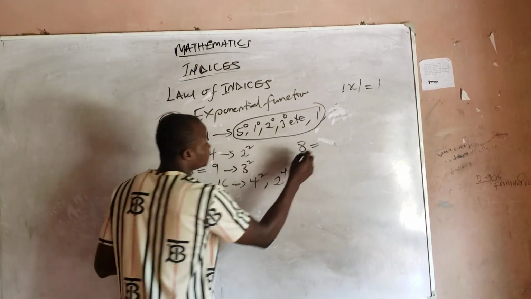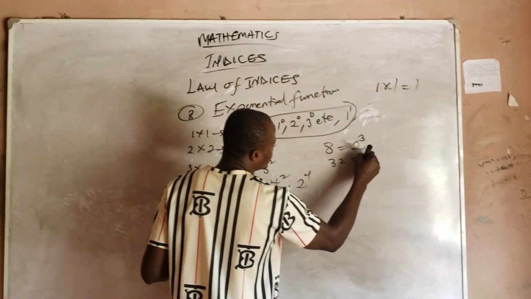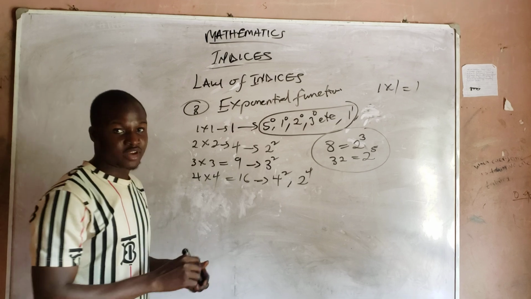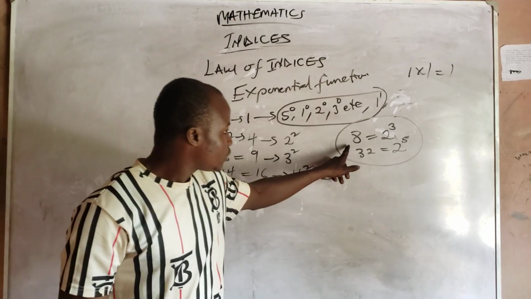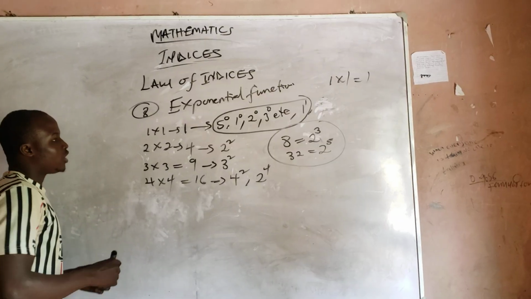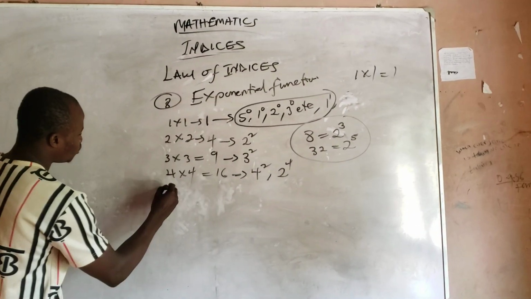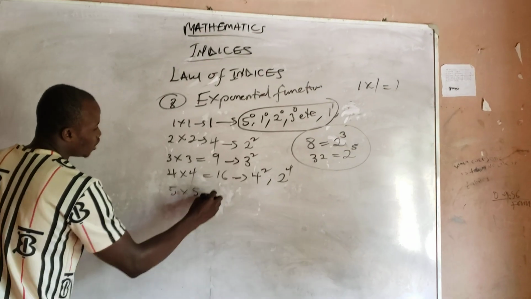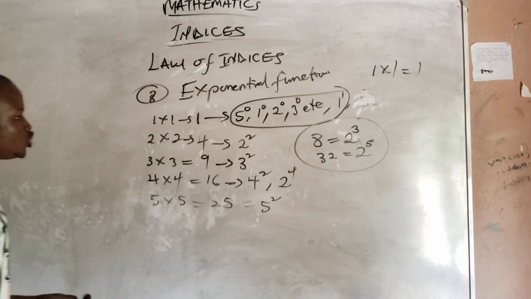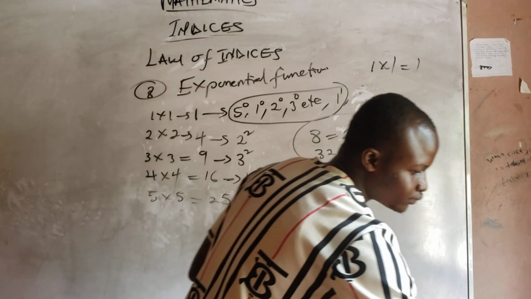Index form of 8 is what? 2 raised to the power of 3, right? 32 is 2 raised to the power of 5. So you have to know this. They are not perfect squares, but they have index forms. Is that clear? So now you are going to note this very well. It's very, very important. And coming to here, 5 times 5 is what? 25. So you have 5 raised to the power of 2.